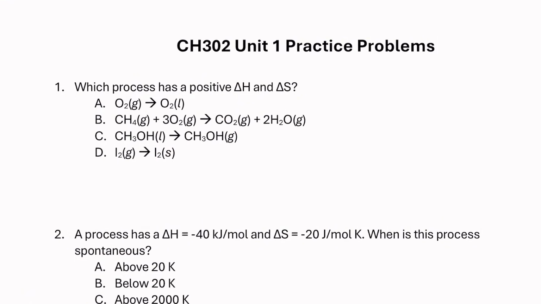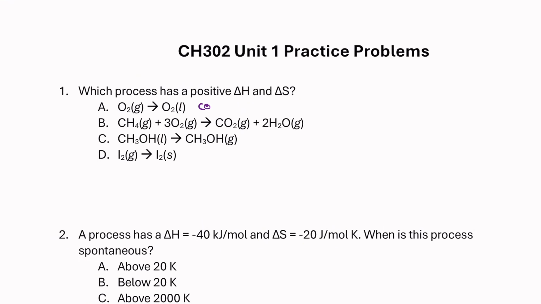A is a reaction of oxygen gas condensing to oxygen liquid. Condensation always releases heat, so delta H is negative. And since we're going from a gas, which is highly disordered, to a liquid, which is more ordered, entropy decreases, so delta S is negative as well. That means both signs are negative here, and that is not what we're looking for. So A is not correct.